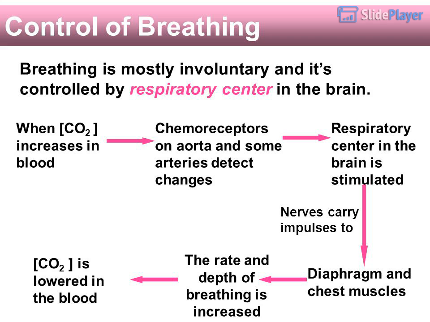Control of breathing. Breathing is mostly involuntary and it is controlled by the respiratory center in the brain. When CO2 increases in the blood, chemoreceptors on the aorta and some arteries detect the changes. The respiratory center in the brain is stimulated. Nerves carry impulses to the diaphragm and chest muscles. The rate and depth of breathing is increased.